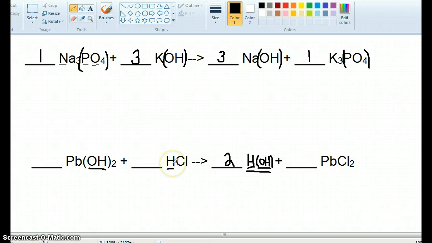Well, I only have one hydrogen on the left, so I know I need to add a coefficient out in front. So now I have 2 hydrogens, which match the 2 hydrogens on the right, but now I have 2 chlorides. But if I look over on the right, I also have 2 chlorides. So everything balances. So I go through and I add my 1s, and we're done with that one.